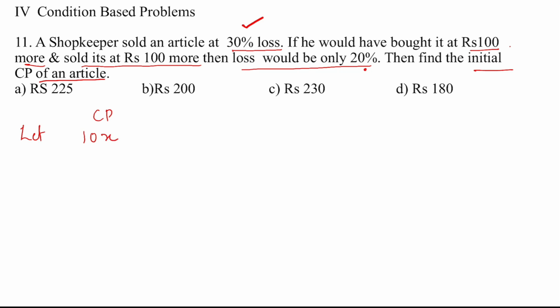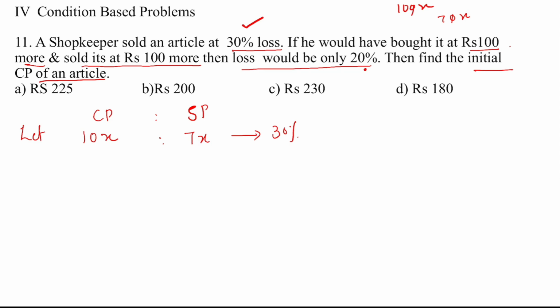Why 10x? Because you can take it as 100 also, 100x also, but the calculation will be more, so I am taking it as 10x. So the selling price will be how much? Selling price will be 7x, because he is having a 30% loss. So 30% of 10x will be 7x. 30% of 100 would be 70x, so I am taking 10x is to 7x.